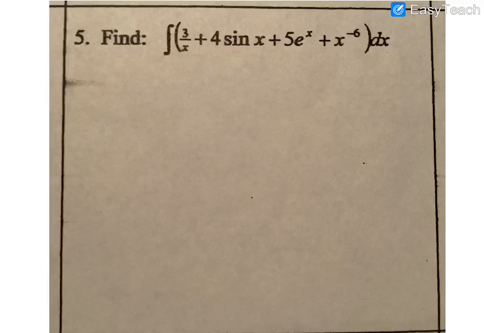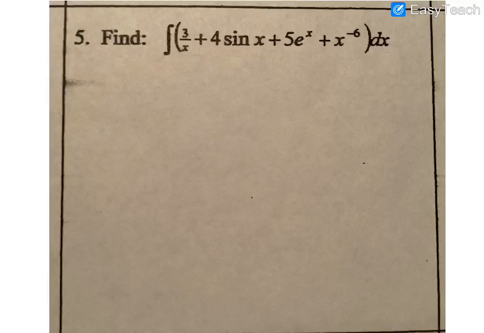Moving along to number 5. Number 5 is a review of some of our integral rules. It's asking us to take the integral of these various terms here. Now, please remember this is an indefinite integral. There are no boundaries, so at the end, you will have to remember that infamous plus c.